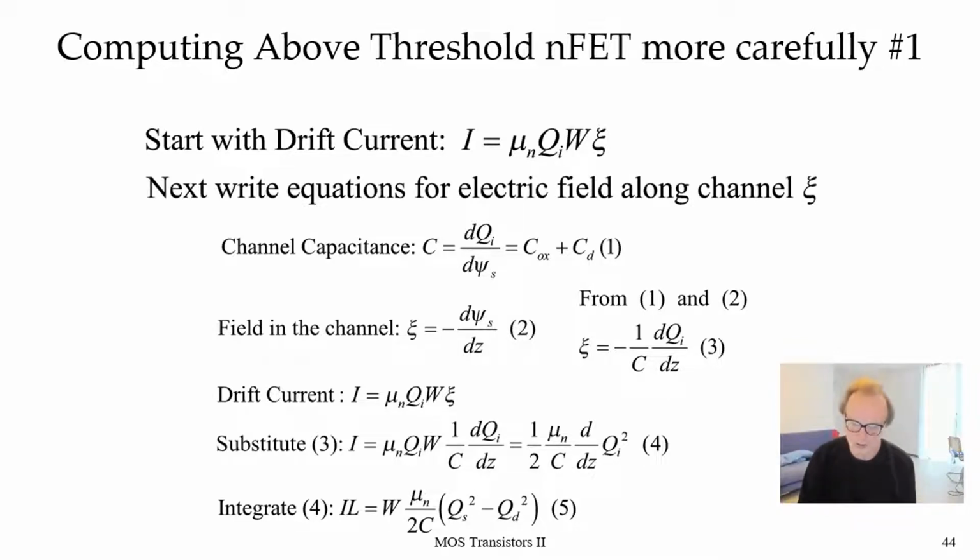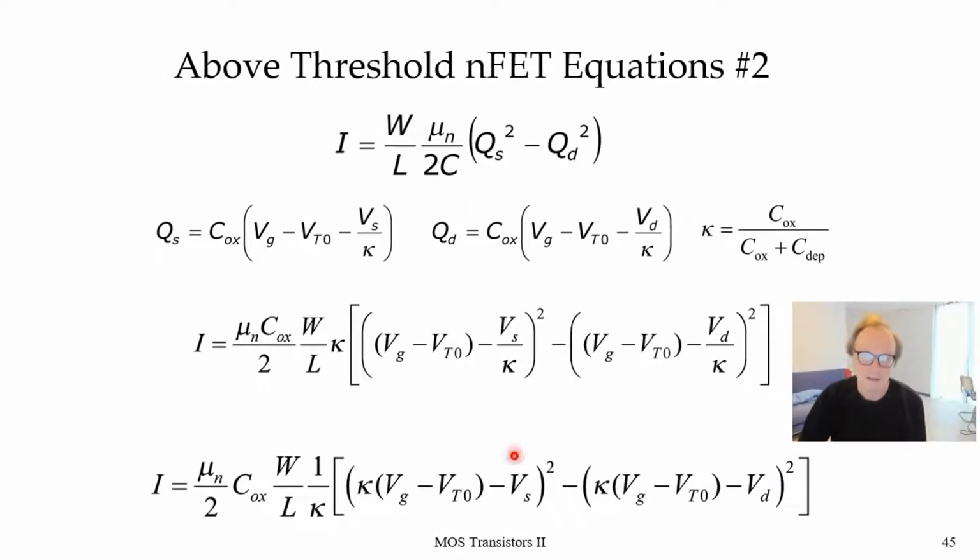Okay, so now if we can compute Qs and Qd, we can compute the above threshold current. That's done on the next slide. This is what the previous slide computed. So we have to compute Qs and Qd. Well, we computed that before. That's the inversion charge density, right? It's just Cox times Vg minus Vt0 minus Vs over kappa. This is the effective threshold voltage here. And similarly for Qd, we get a similar expression, where kappa is Cox over Cox plus Cdep.